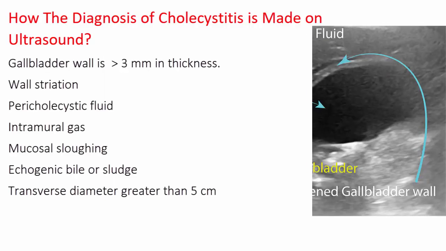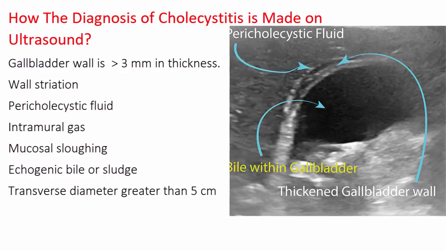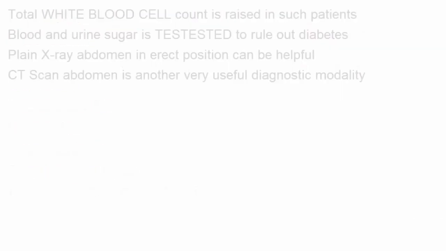So how is the diagnosis of cholecystitis made on ultrasound? Gallbladder wall is greater than 3 mm in thickness. Wall striation. Pericholecystic fluid. Intramural gas. Mucosal sloughing. Echogenic bile or sludge. Transverse diameter greater than 5 cm. Total white blood cell count is raised in such patients. Blood and urine sugar is tested to rule out diabetes.